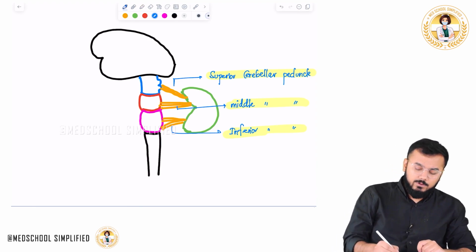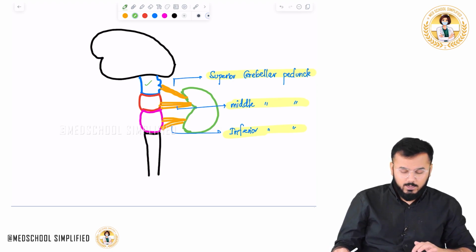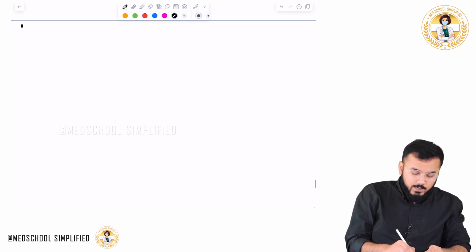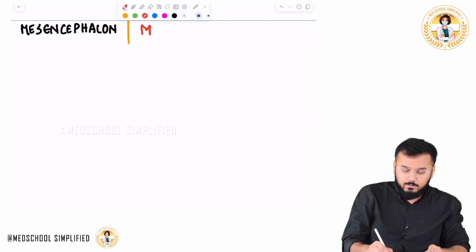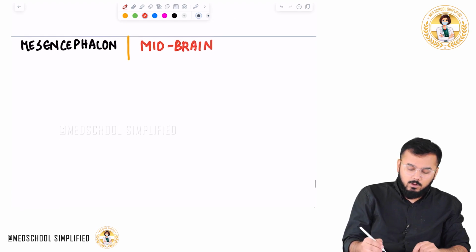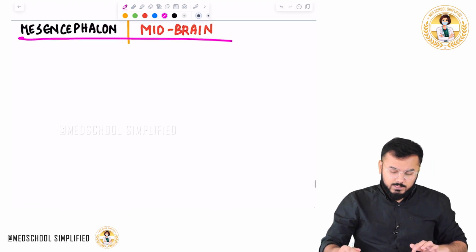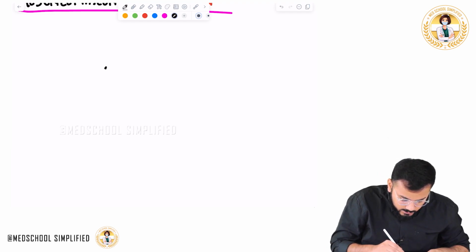Now after this, first we will discuss the midbrain, then we'll go on to the pons, and later on the medulla oblongata. So let us put up the heading midbrain. What is the other name for midbrain? Mesencephalon. Mesencephalon, or you can also call it midbrain. Now coming to this mesencephalon or midbrain, what are the important structures which we have over here? All of you just look at these structures.